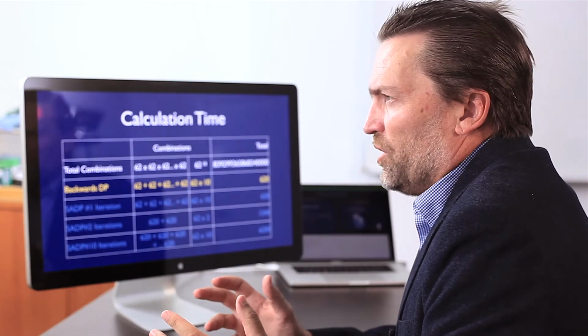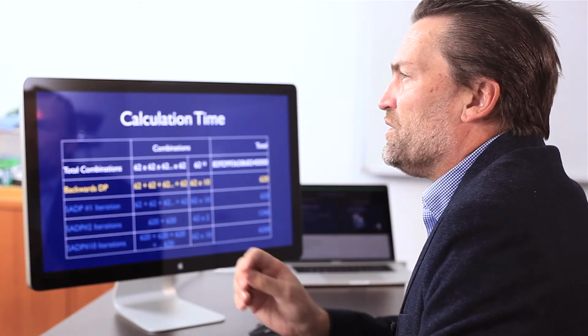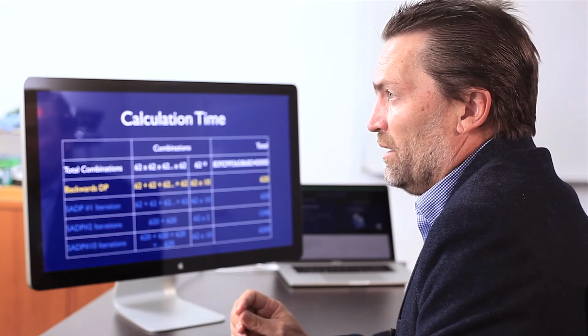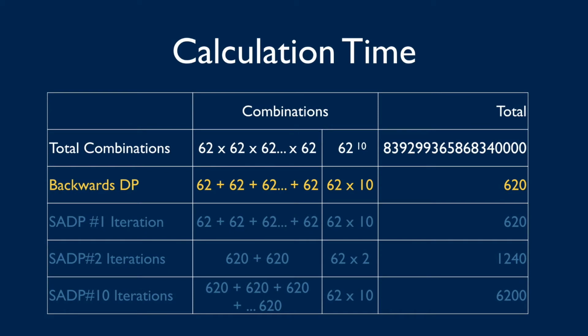So let's look at the problem size and the number of calculations that we do for a more realistic problem. Say we have 62 different cut-off grade decisions that we're making for 10 different increments of material. We'd end up with 62 to the 10, or approximately 10 to the 18 different combinations of valid schedules. So the backwards algorithm would only require 620 calculations to get us to the best schedule. Each iteration of the forwards algorithm would require 620 calculations. And if we were to do 10 different iterations, we would end up doing 6,200 calculations.